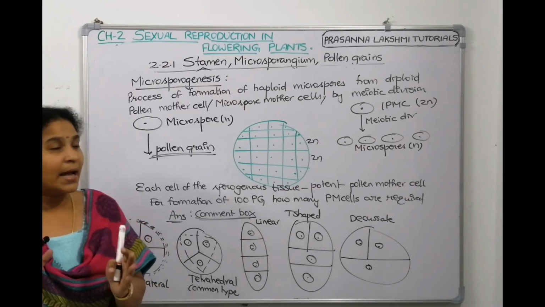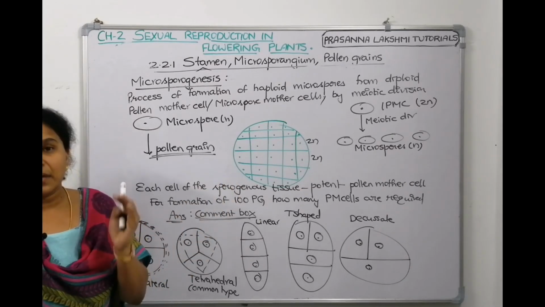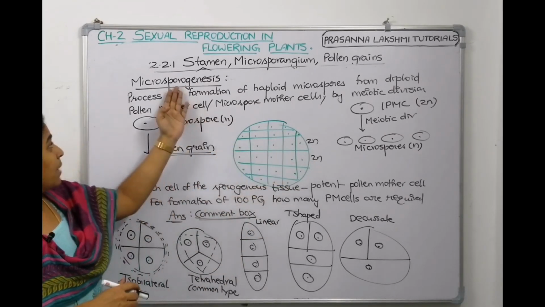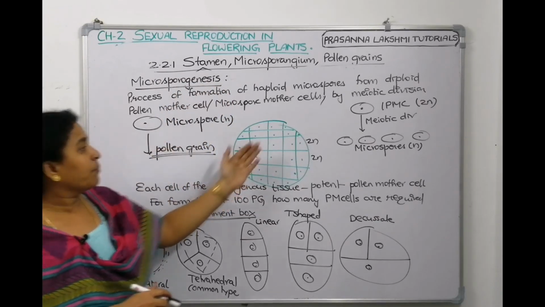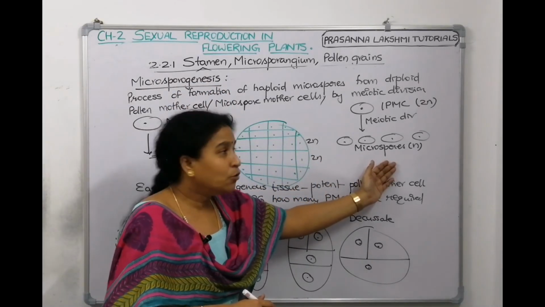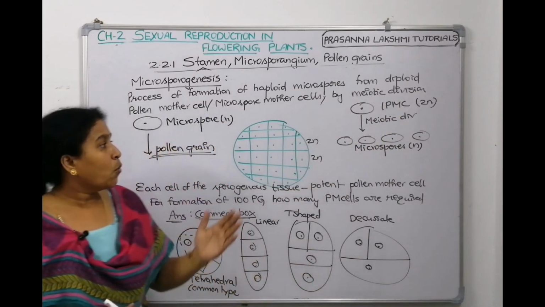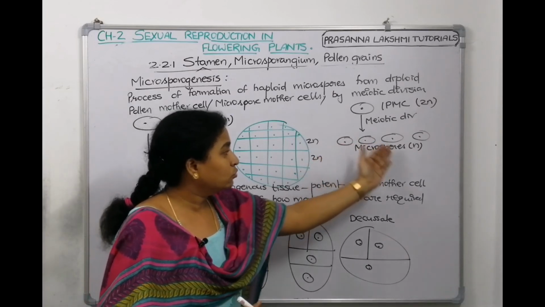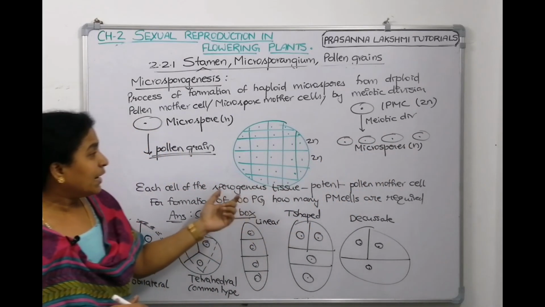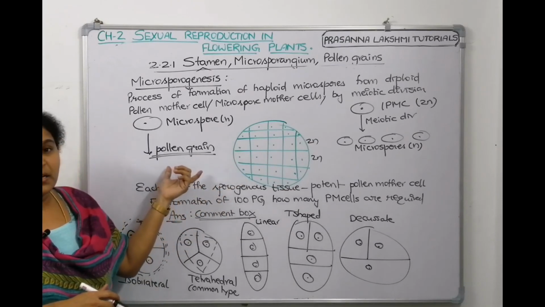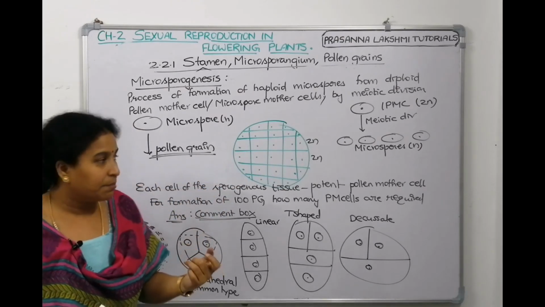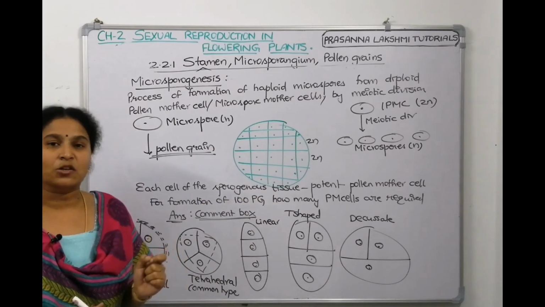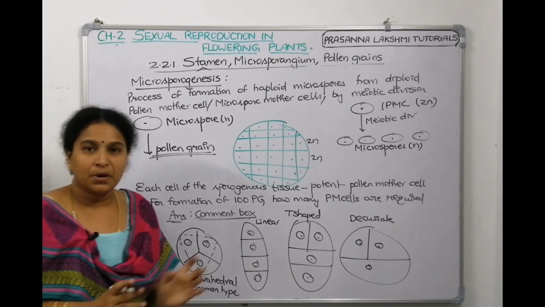Tapetum functions we have seen, and then the young microsporangium contains sporogenous tissue which is diploid. It undergoes microsporogenesis to make microspores by meiotic division. So one pollen mother cell will undergo meiotic division to make 1, 2, 3, 4 microspores. Since microspores will make pollen grains, they should be numerous in number. So each sporogenous cell is a potent microspore mother cell.